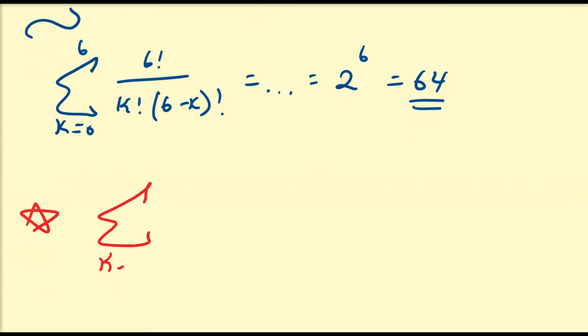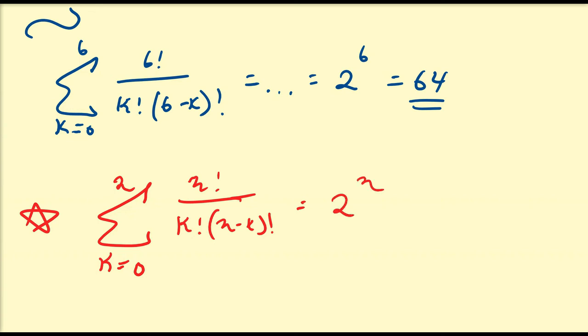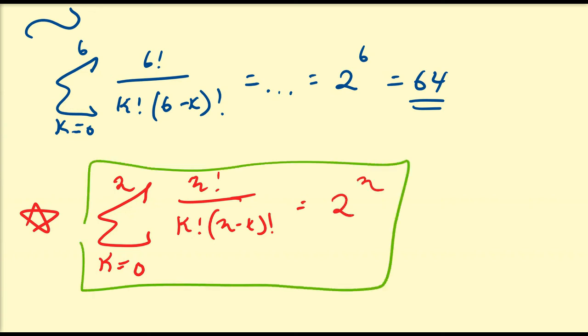Again, you can generalize this property, which we'll prove later once we discuss our methods of proofs. The sum from k equals 0 to n of n factorial over k factorial times n minus k factorial is going to be equal to 2 to the power of n. And this is going to come in handy later on.